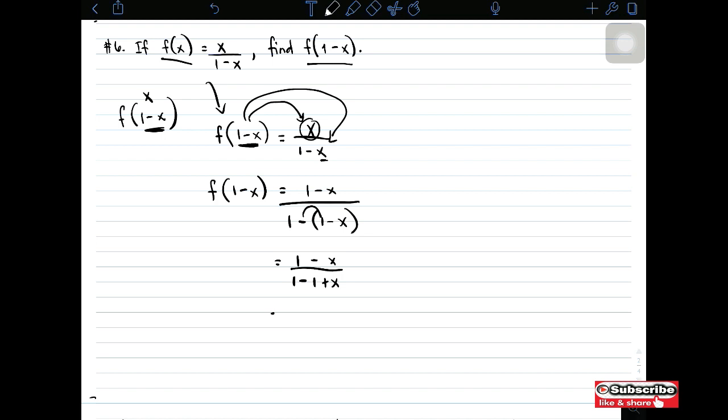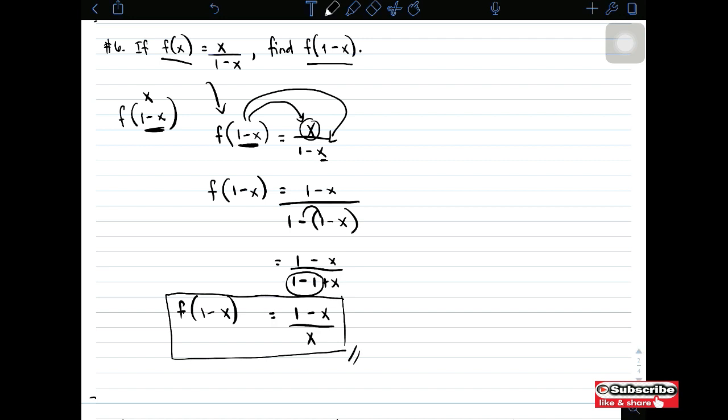And then this is f of 1 minus x is equal to 1 minus x over x kasi magiging 0 na to. So this is the value of f of 1 minus x. The answer is simply 1 minus x over x. That is our fourth question for this video.